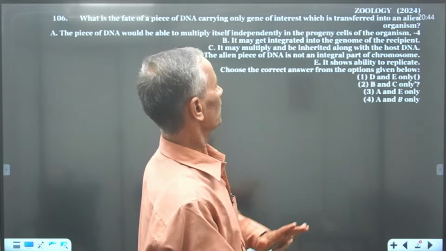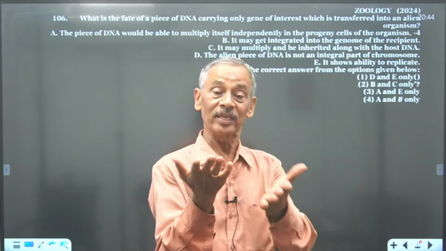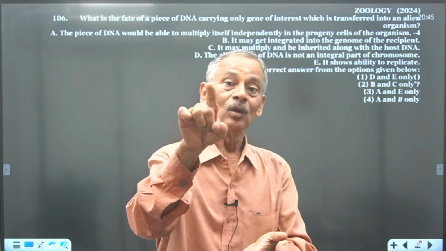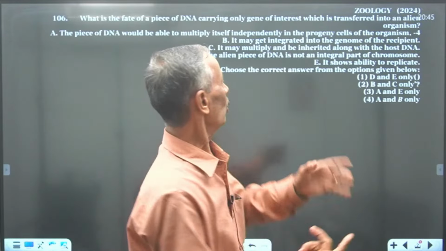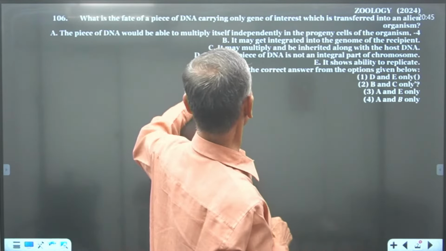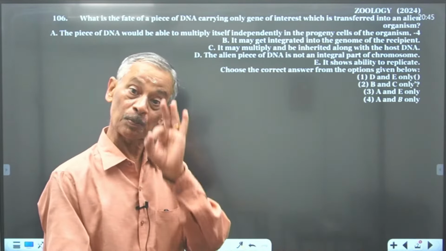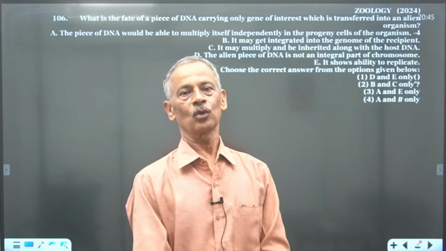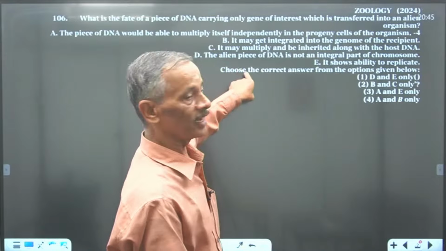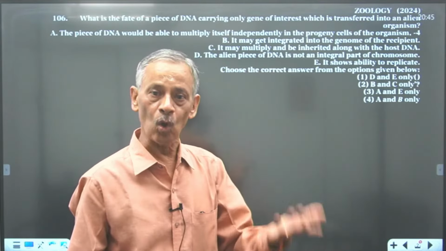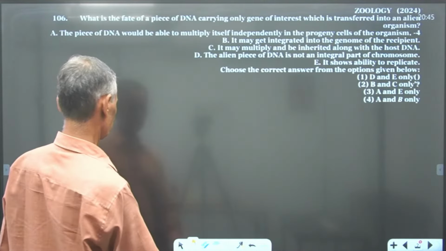That is correct. It shows the ability to replicate. That is why when it is added to the ORI, it will replicate. So the most probable answer should be D and E correct. Okay, there is some ambiguity. It should be that the DNA should be lost. It may be lost. It is given in our NCERT clearly.